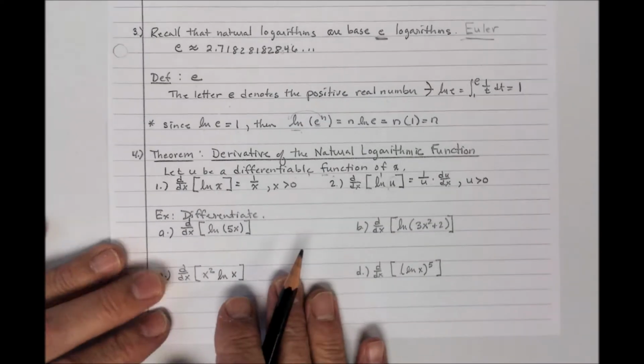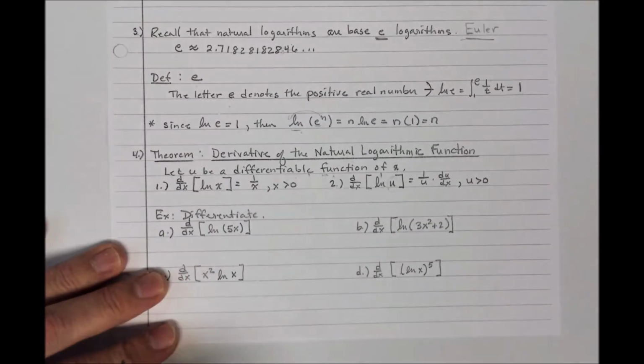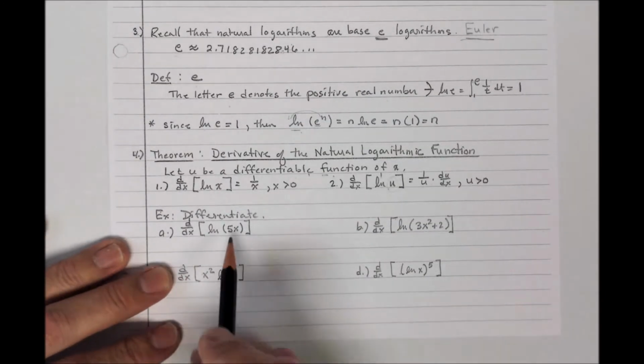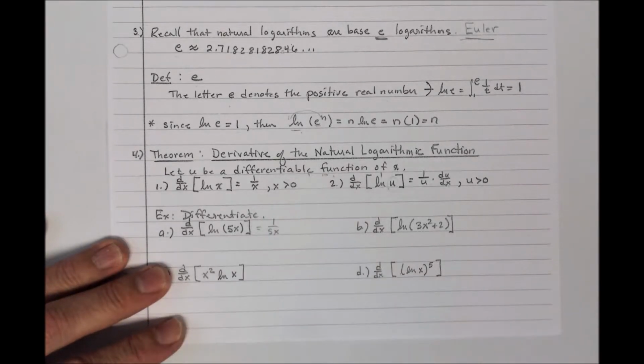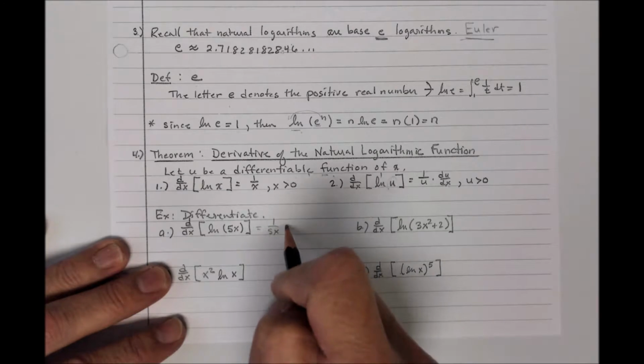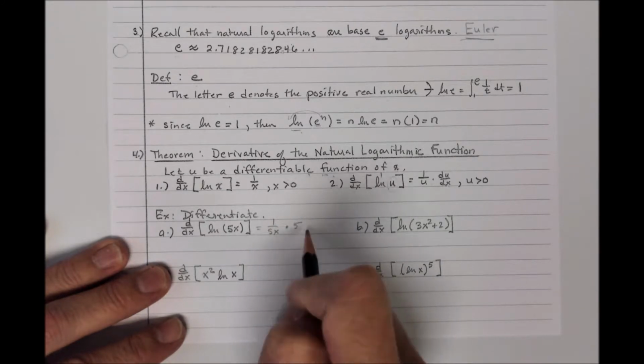So now I'm going to differentiate this. So this is going to be property 2 here. This is going to be 1 over 5x times the derivative of 5x, which is 5. The 5's cancel. I just get 1 over x.